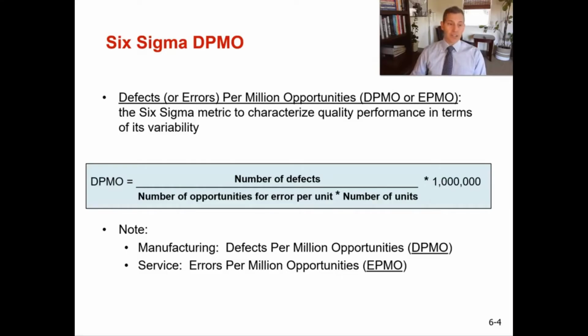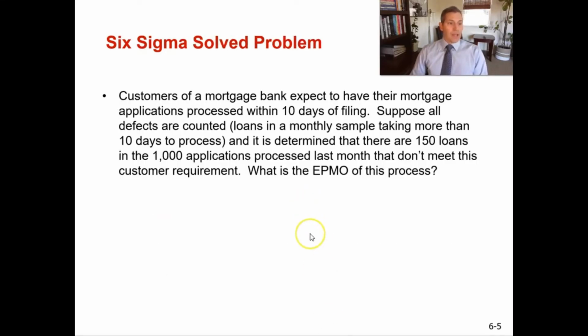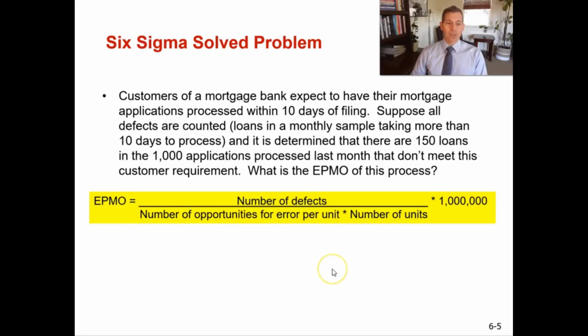So let's do an example together. Customers of a mortgage bank expect to have their mortgage applications processed within 10 days of filing. Suppose all defects are counted, which are loans in a monthly sample taking more than 10 days to process, and it's determined that there's 150 loans in the 1,000 applications processed last month that don't meet this customer requirement. So what's the errors per million opportunities for this process?